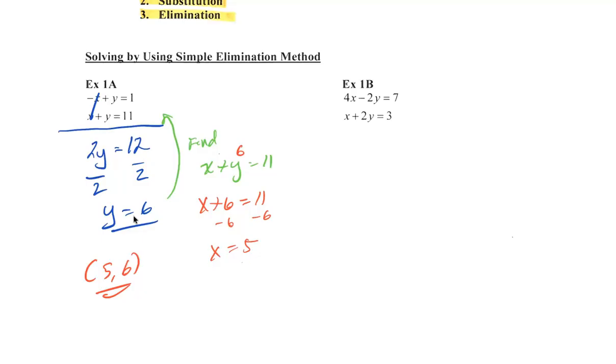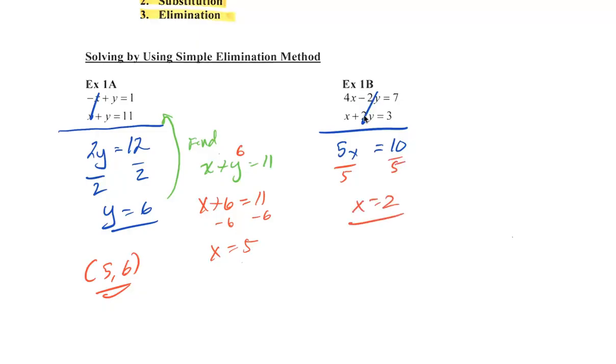Okay, let's look at this one. Similar idea, but now if you notice, the x's won't cancel out, but the y's would. So all I'm going to do here is add down. So 4x plus 1x is 5x. These y's cancel each other out, and then 7 plus 3 is 10. You divide both of these by 5, and we get x equals 2.